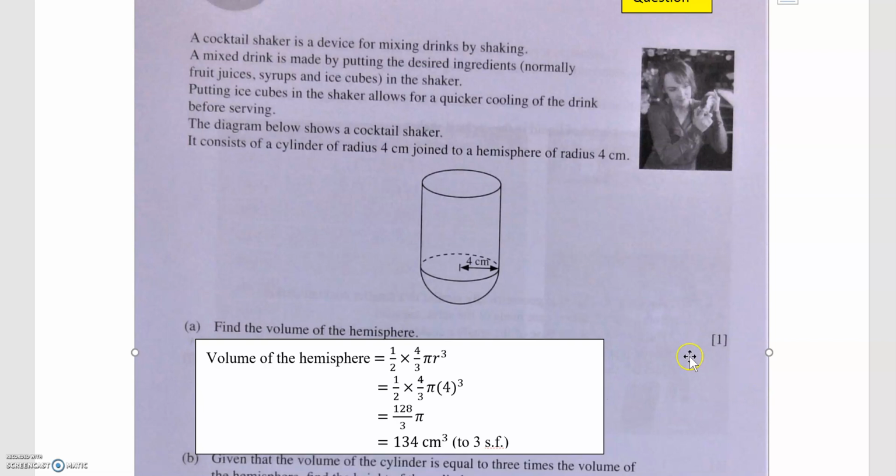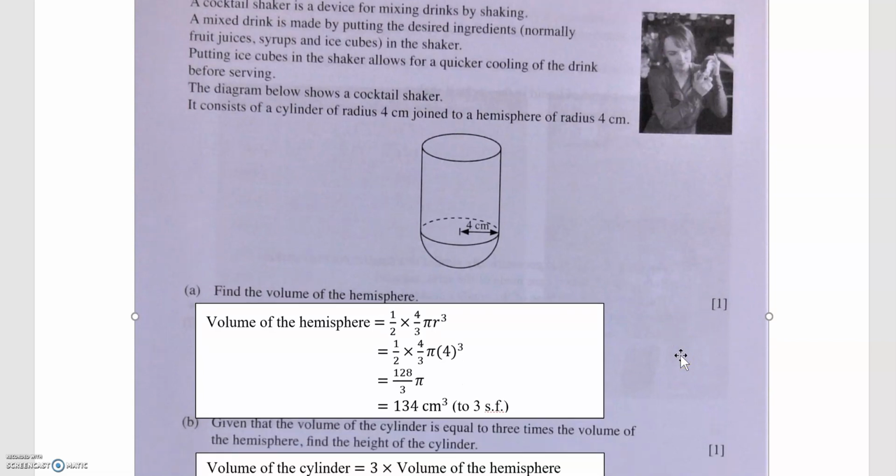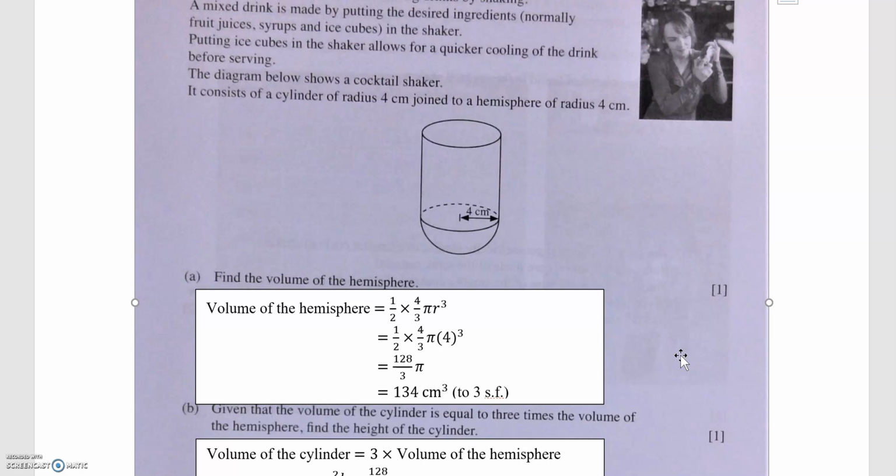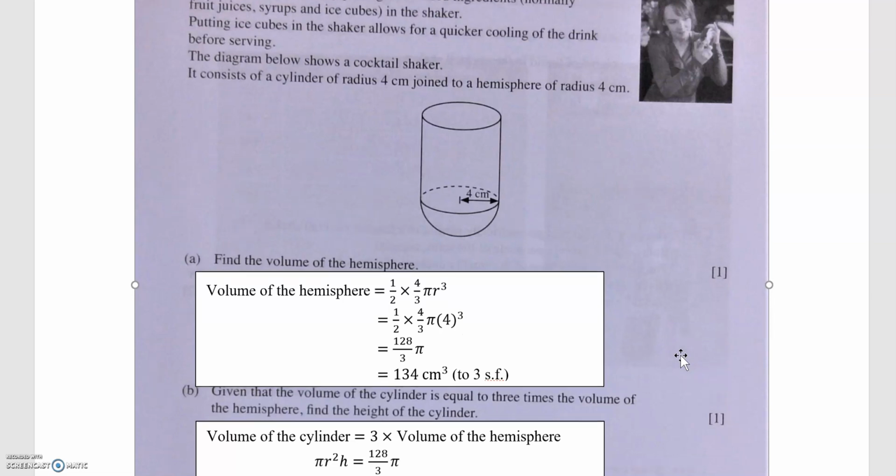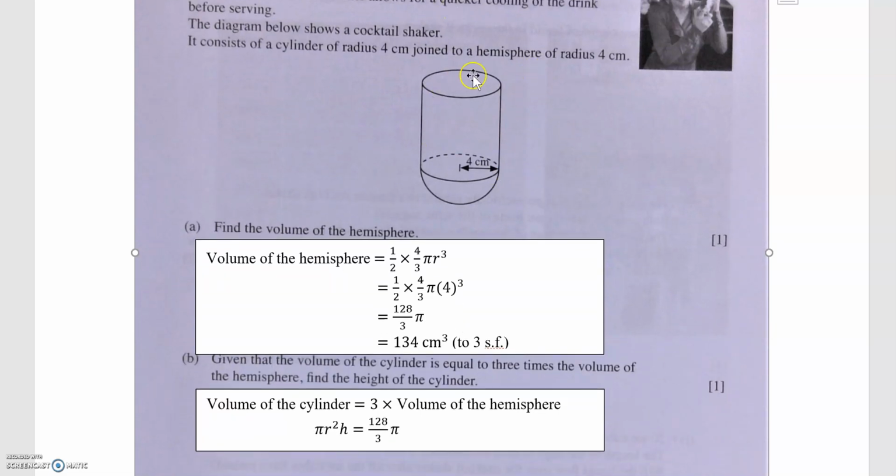We'll go on to the next part. Given that the volume of the cylinder is equal to 3 times the volume of the hemisphere, I have a cylinder here with the same radius, r equals 4. The volume is 3 times the volume of the hemisphere. They want us to find the height of the cylinder. So I will need to equate the volume of the cylinder to 3 times the volume of the hemisphere.